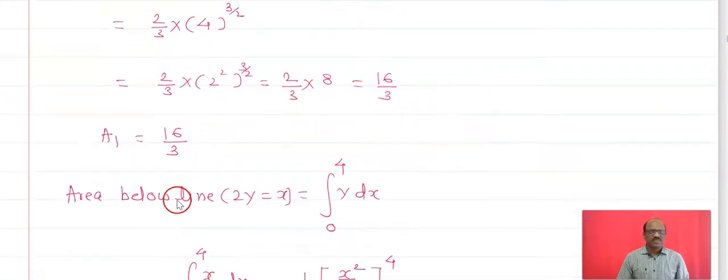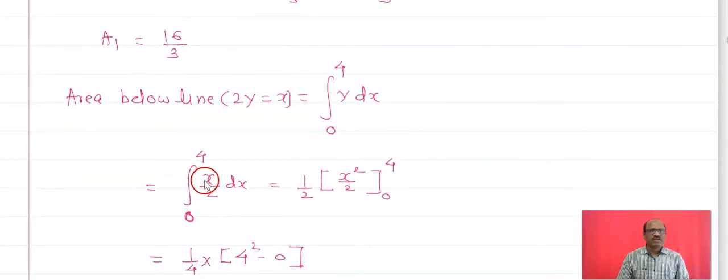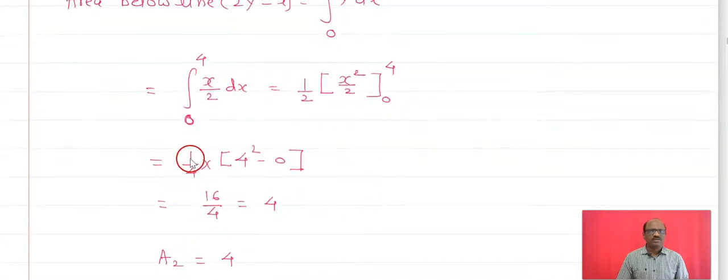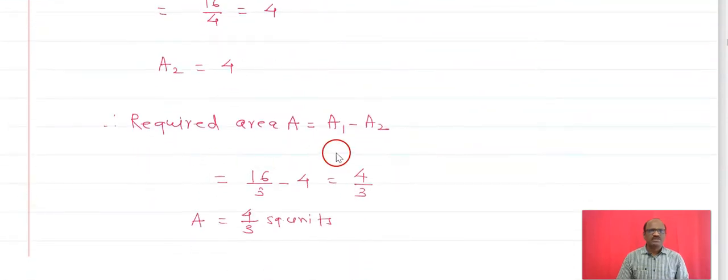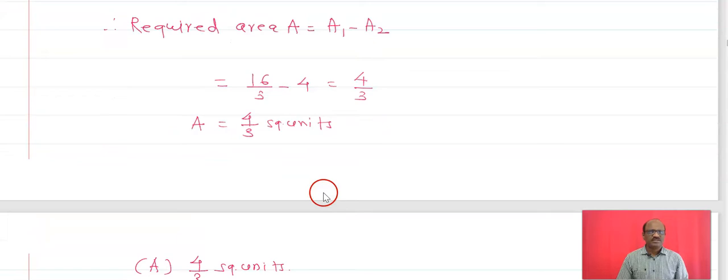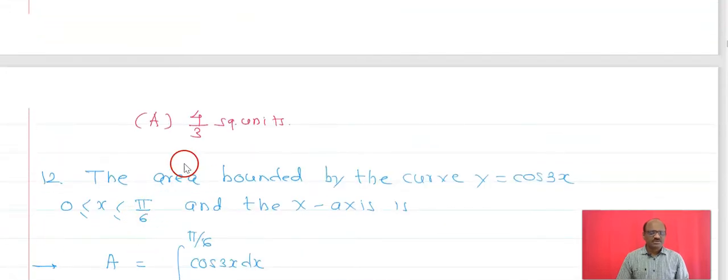This is the first. Now, the area below the line 2y is equal to x. That is 0 to 4, y dx. What is the value of y? That is equal to x upon 2 dx. And its integral is x square upon 2 into 1 by 2, 0 to 4. Then you will get 1 by 4 into 4 square minus 0. That is 4 square upon 4, which is equal to 4. A2 is equal to 4. Therefore, the required area is A1 minus A2. That is 16 by 3 minus 4, and that is equal to 4 upon 3. And hence, the area is 4 upon 3 square units. And therefore, option A is the correct one.